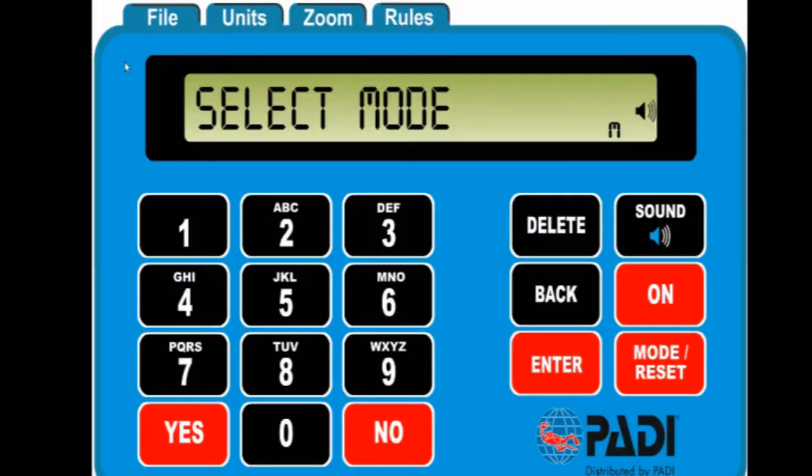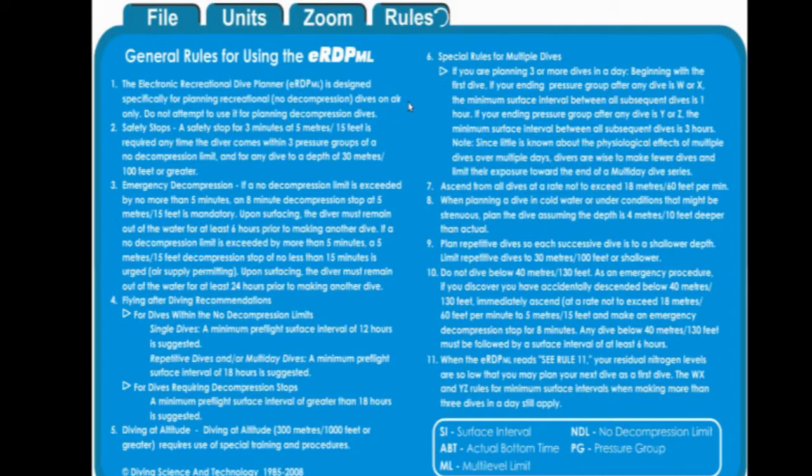And now the good news is that all of the answers to those questions can be found on your tables. On the table, they're here. And let's look at the ERDPML. If you look at the tabs on the top and click on the Rules tab, here you'll find the answers to all emergency decompression questions. Here you'll find all information about flying after diving. And here you'll find answers to diving at altitude. And here you'll find out about WXYZ rules.